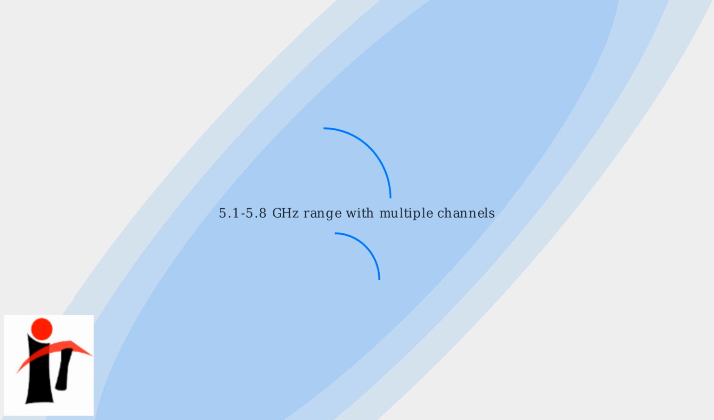Spectrum routers utilize both 2.4 GHz and 5 GHz Wi-Fi bands. The 5 GHz band operates at higher frequencies, offering faster speeds and less interference. The 5 GHz band ranges from 5.1 to 5.8 GHz, providing data rates up to 1300 megabits on Wi-Fi 5 and even higher with Wi-Fi 6 and 6E routers.